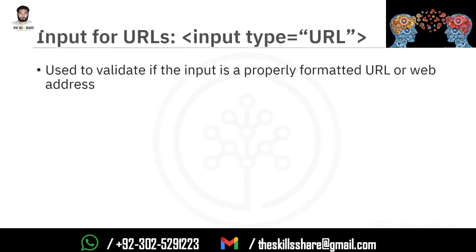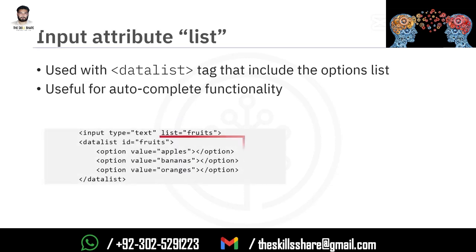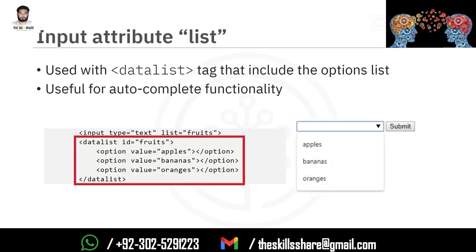The URL attribute is used to validate that the user typed in a properly formatted URL or web address. The input list equals some list uses the datalist feature, not to be confused with the select element. The datalist options are only suggestions, useful for autocomplete functionality. You can fill the list by nesting option elements inside the datalist tag. These options are the types of fruits listed in the drop-down list.